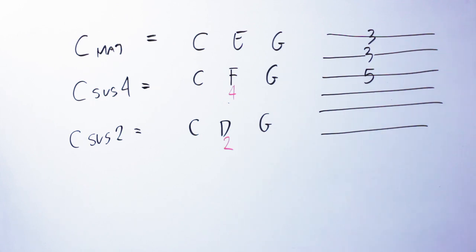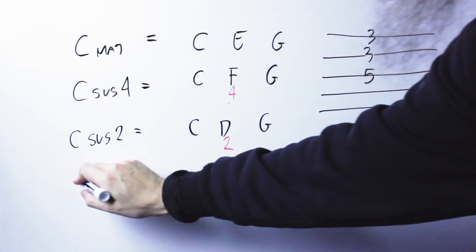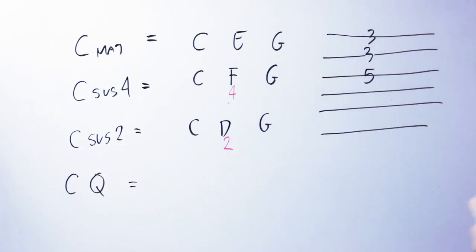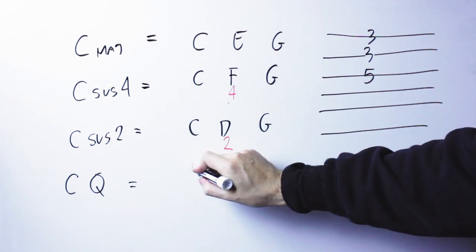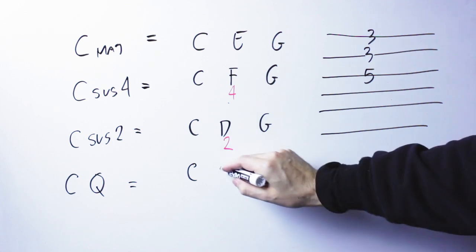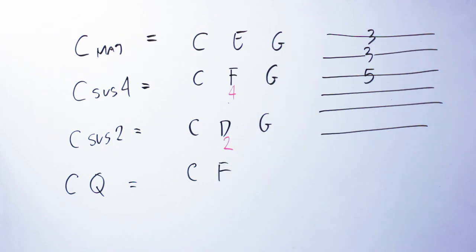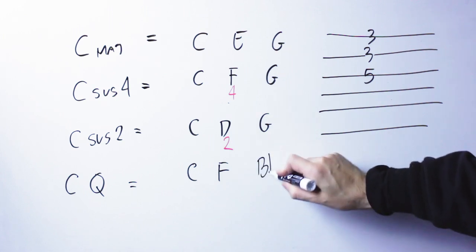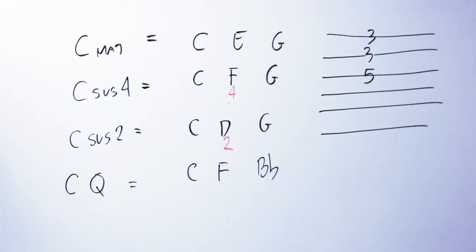All of that is fine and dandy, but what about quartal chords? Well, quartal chords work in a slightly different way than normal chords and are built by stacking fourths. What do I mean? Well, I start with the C note, then I go up a perfect fourth and I find an F note, and that's my next note in the chord. And then I go up another perfect fourth and I get a B flat note. And those three notes, C, F, B flat, are my C quartal chord.